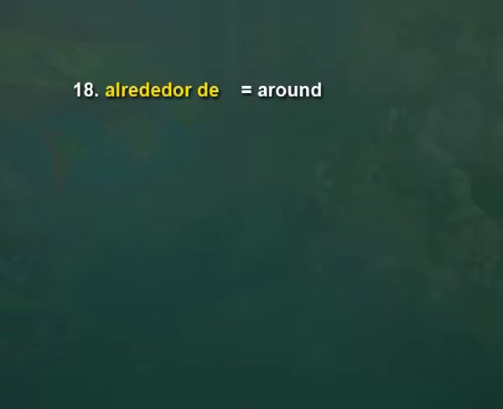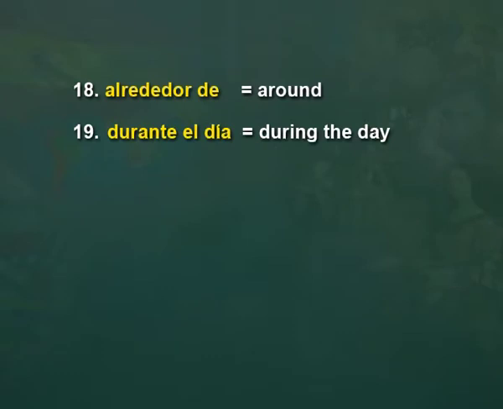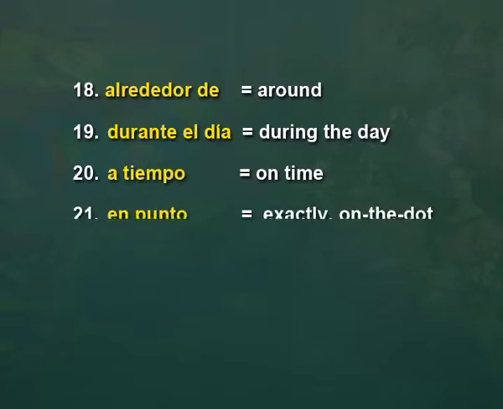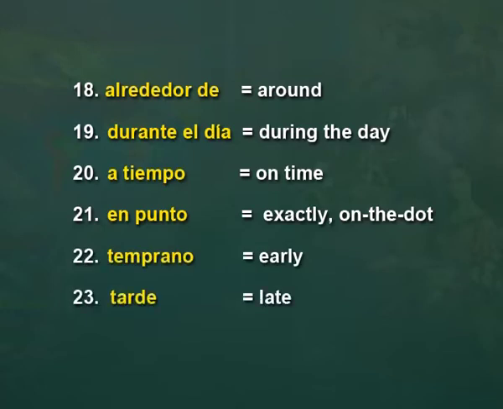alrededor de is around, durante el día is during the day, a tiempo is on time, en punto is exactly or on the dot, temprano, early, tarde, late. That's it for today.